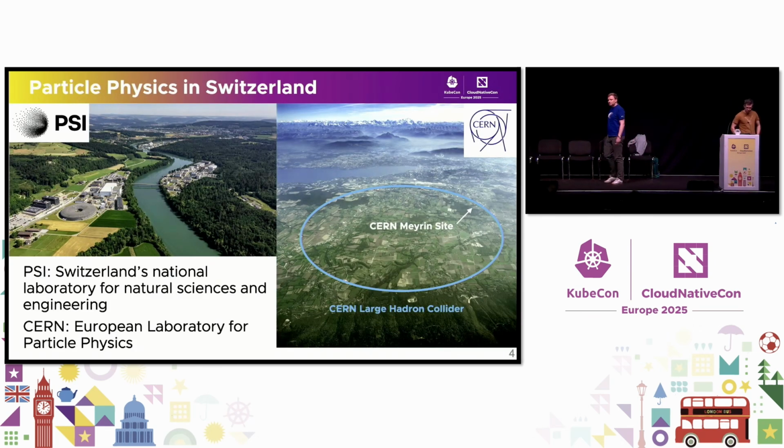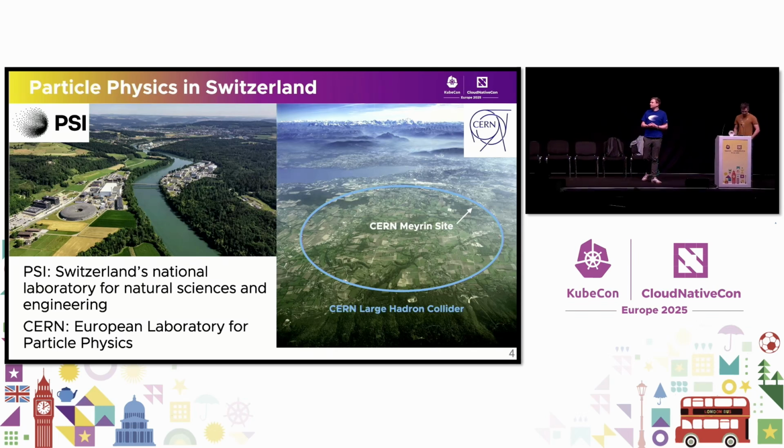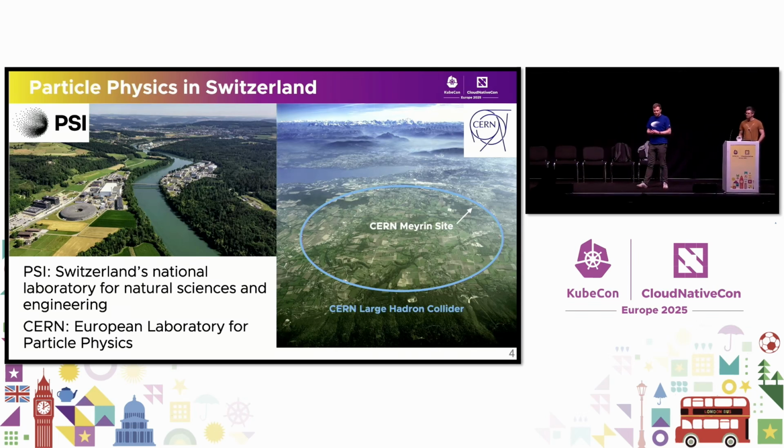Great. So you heard you have two physicists right in front of you, so we'll talk a bit of physics, but not too much. If you think about particle physics in Switzerland, I guess the first thing that comes to mind is a lot of water, green pasture, and so on. So there are actually two large labs in Switzerland. One is Paul Scherrer Institute, or in short, PSI. That's Switzerland's national lab for natural sciences and engineering. And then there's CERN, widely known. You've had several talks from CERN here at this conference, the European Laboratory for Particle Physics.